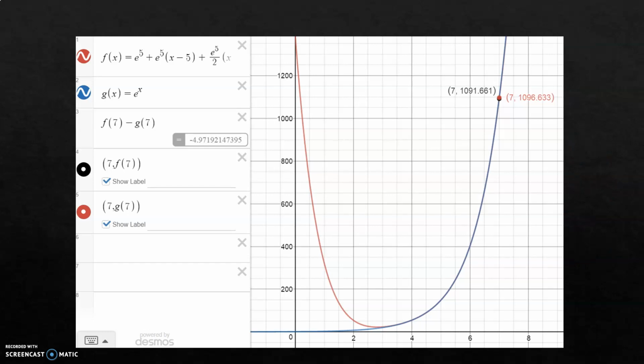All right. So here's that big ugly polynomial. Here's the actual function itself. We plug in 7 to both of those two and we subtract. We get an error that's only 4.972. That's way better than we estimated it using Lagrange error. But boy, was it a lot more work, right?